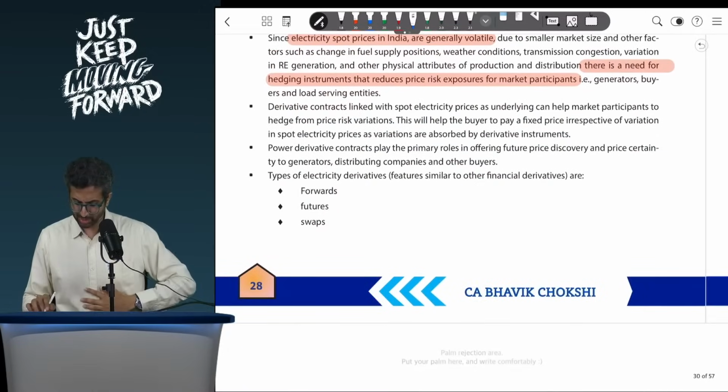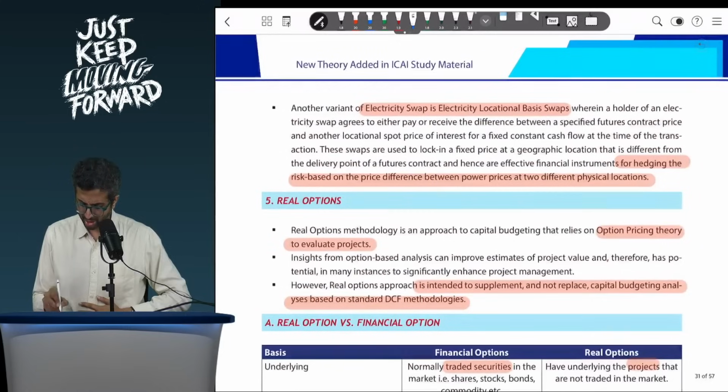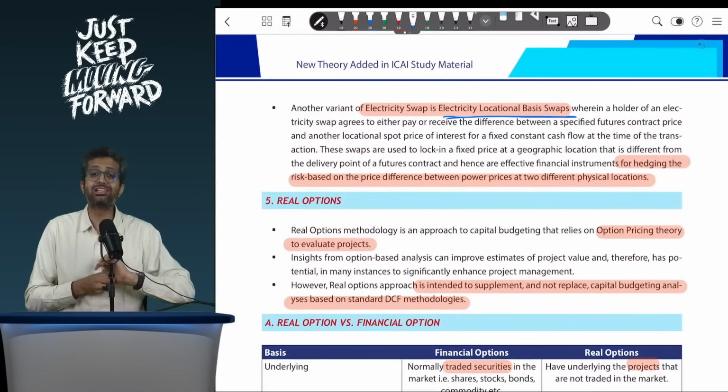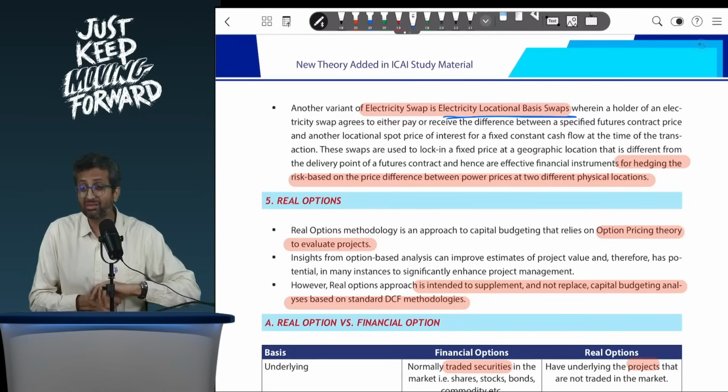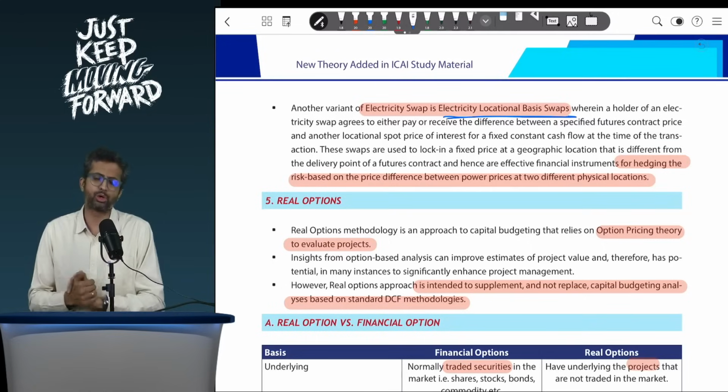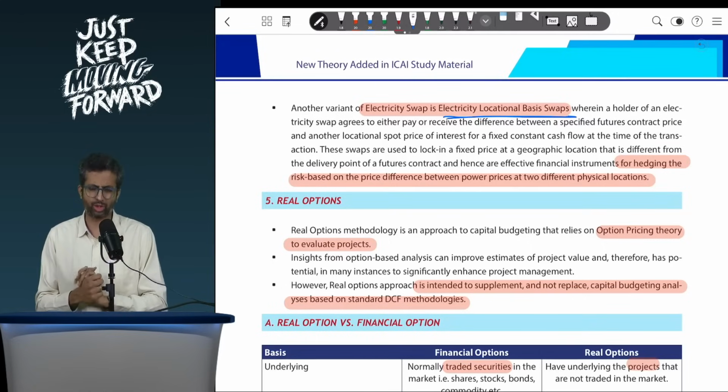There is also a special feature of a swap called an electricity locational basis swap, where you are looking at the differences in electricity prices, the basis between the spot price and the futures price for which you enter into a swap. That is also one of the products over here. A small note for that.